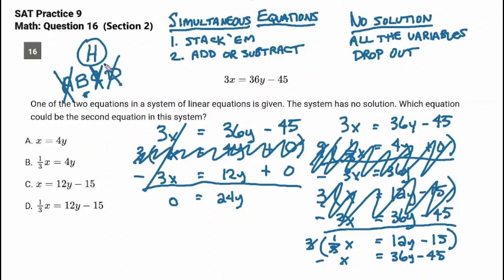That one's gone. B and C are tricky. B's the answer because all the variables drop out and it's not the same equation. A lot of work, but you can get it right and move on.